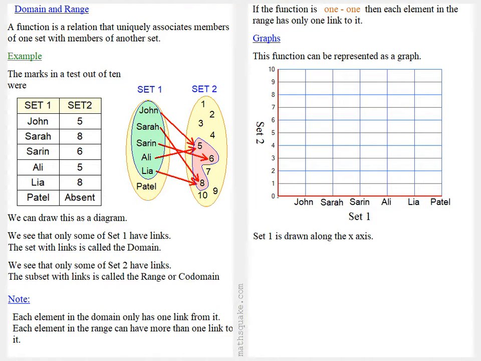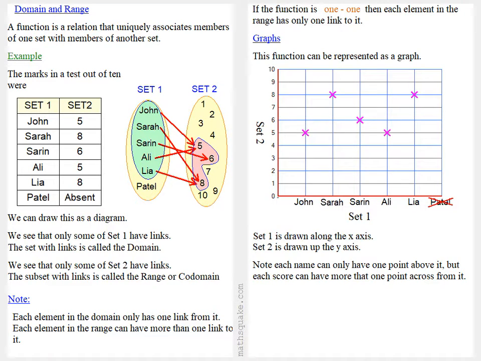We draw the names of the people, set 1, along the x-axis. Patel should not really be there because he's not actually taken the test. And the numbers 0 to 10 are drawn up the y-axis. And then for each person you can put a point to represent their score. So John has a point at 5, Sarah at 8, Sareen at 6, Ali at 5 and Lisa at 8.